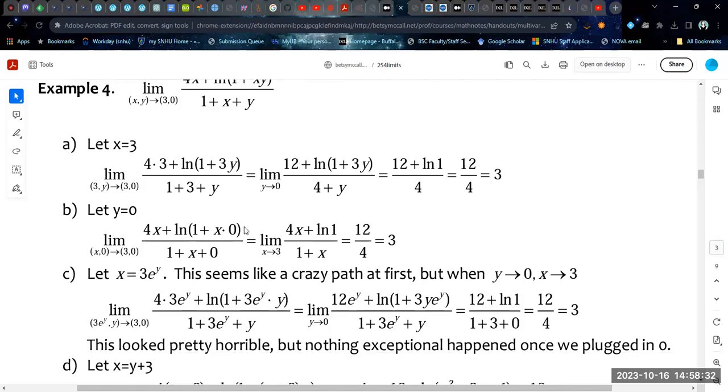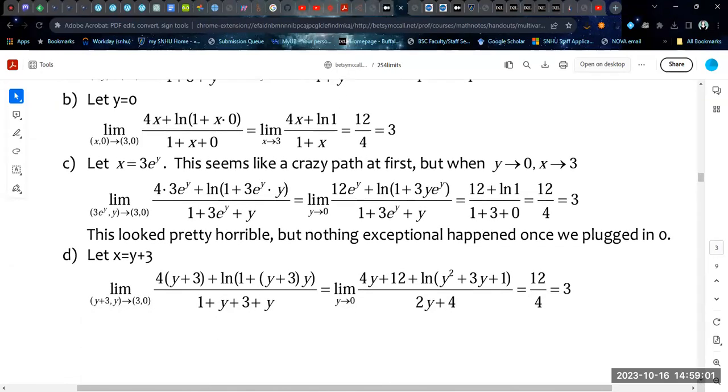Now, this is an example. If we let x equal to 3, we can let the point that we're approaching be 3, 0. This simplifies, and then we let the limit of just y go to 0, we get 3. If we let y equal to 0 first, and then we let the x go to 3, we also get 3.